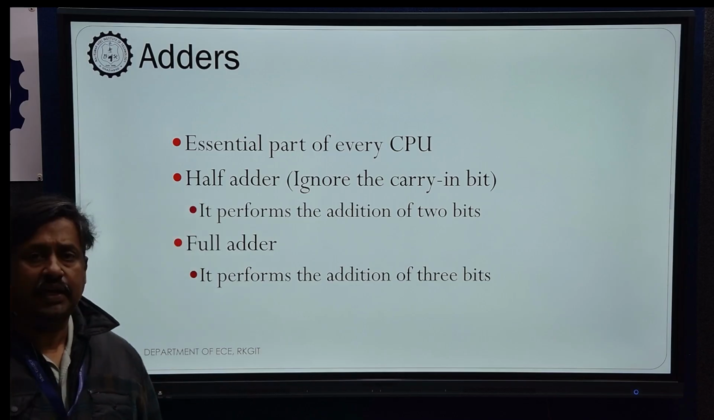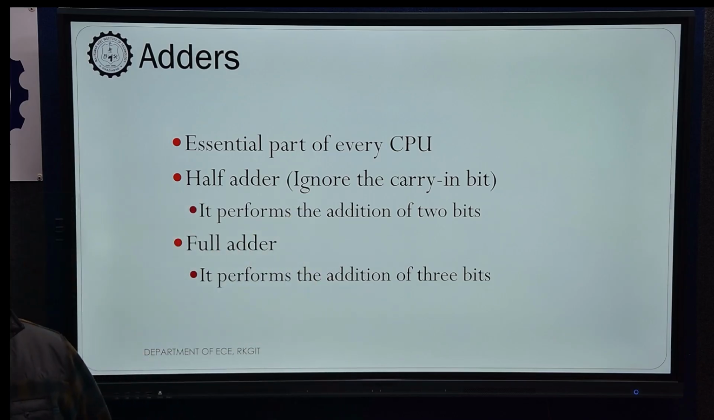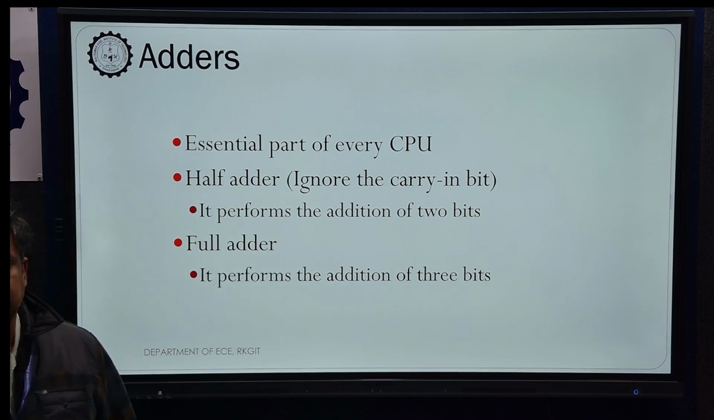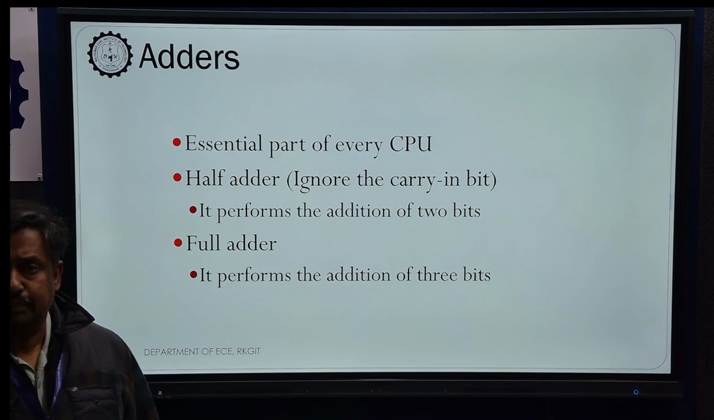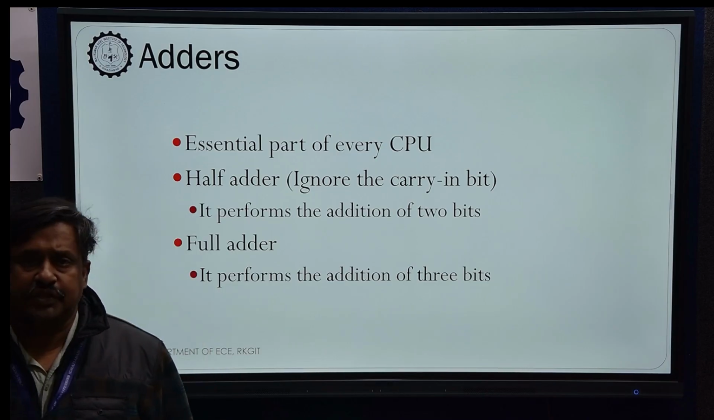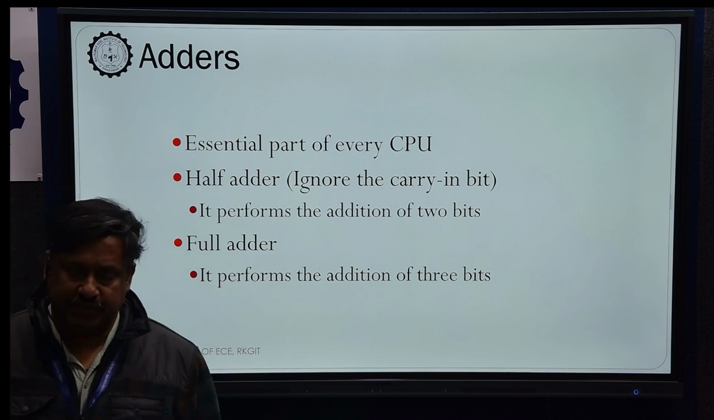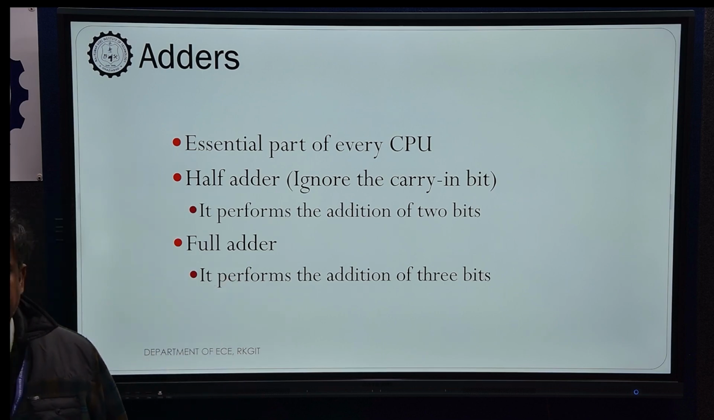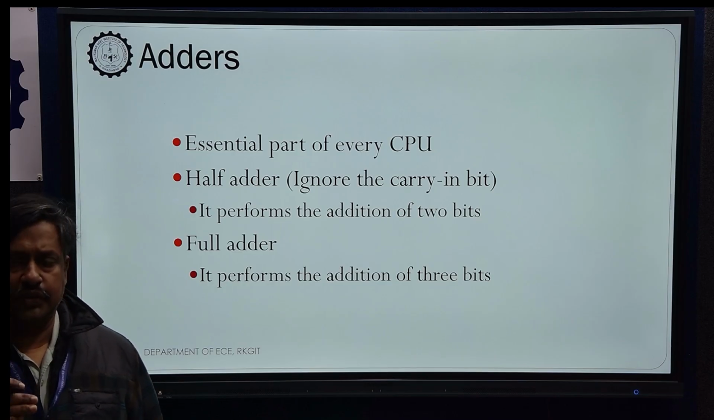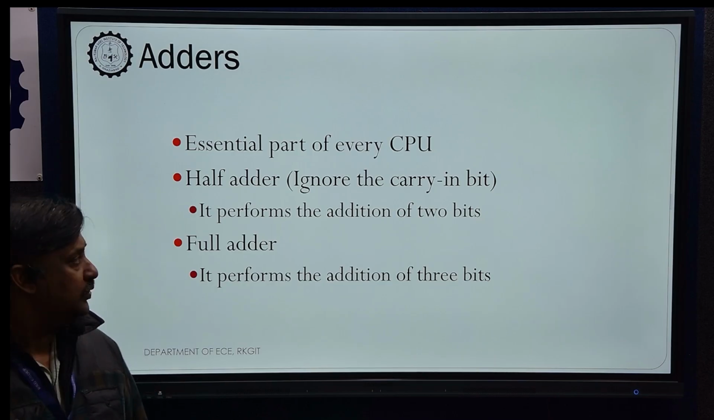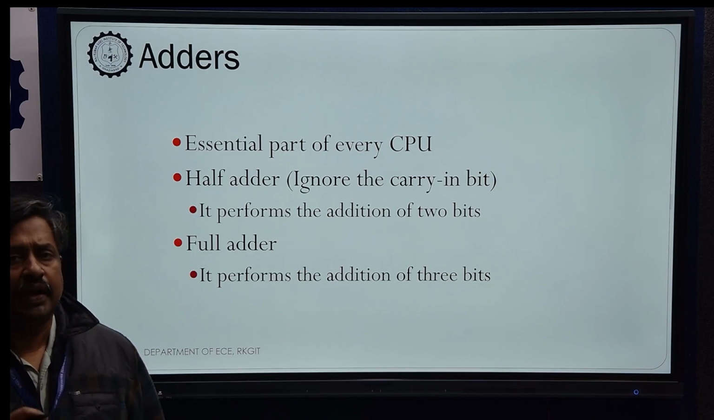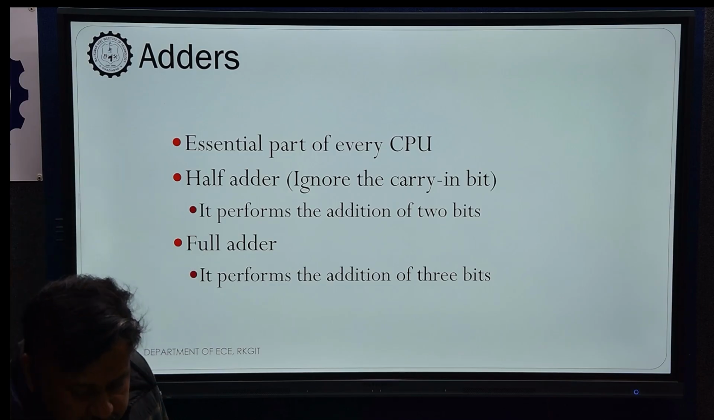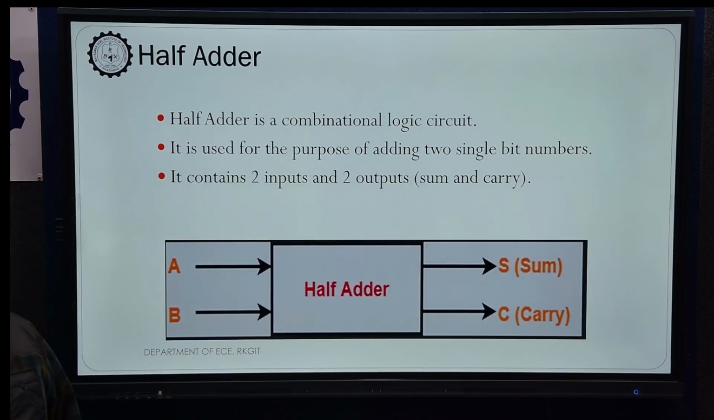The half adder ignores the carry bit, because a half adder consists of only 2 inputs. So it performs addition of 2 bits. And the full adder, the next type, performs addition of 3 bits. So the difference between half adder and full adder is that a half adder consists of only 2 inputs, but a full adder consists of 3 inputs. We are going to implement both the half adder as well as the full adder in this presentation, and the design of both. So first let me go to the first adder, which is called the half adder.